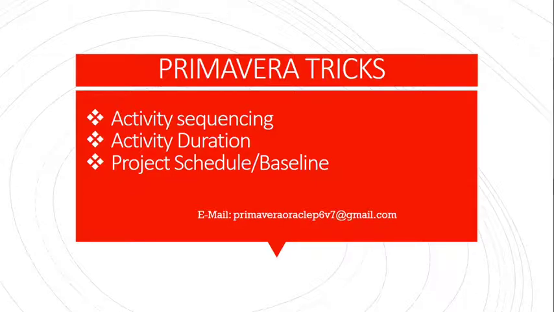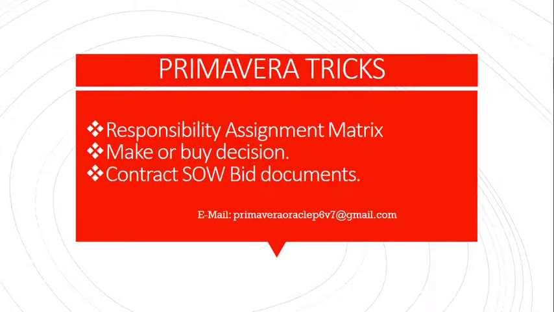We have to schedule the project, and after that get approval from the client, or if it is your client also, then you take approval from your project manager or area manager. Then you will baseline it, and then you can track the project also. You will define the responsibility assignment matrix. This basically comes under HR. For every activity, you have to assign the responsible person.